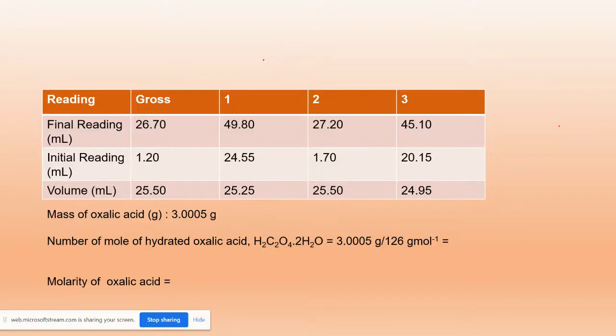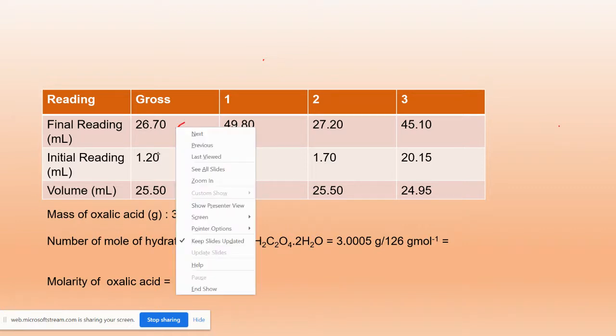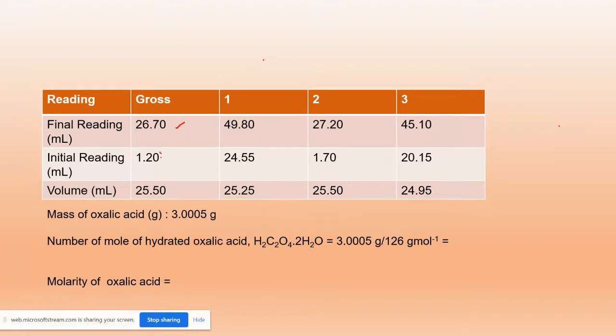Okay, these are some sort of readings that you might have got from the experiment last week. Look at the gross reading here. These are just examples. Of course, this one differs from what you have in your report. Now, final reading is 26.7, and then initial reading is 1.2. Therefore, how do you get the volume of NaOH? You just minus the two. We get 25.50.